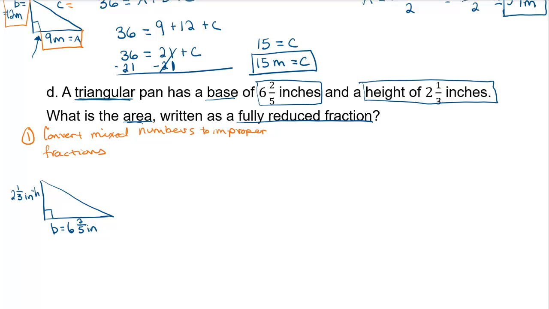There we go. Now I have to convert those first. So I have 5 times 6 is 30 plus 2, which is 32. So I get 32/5 inches. Then I go up here and I do 3 times 2 is 6, plus 1 is 7, and I get 7/3 inches. All right, so now I'm set to start running my calculations.